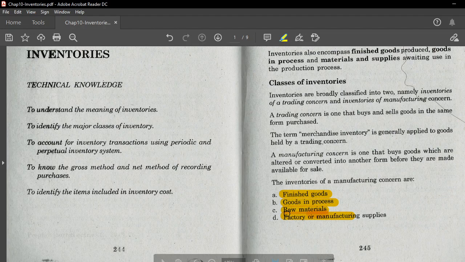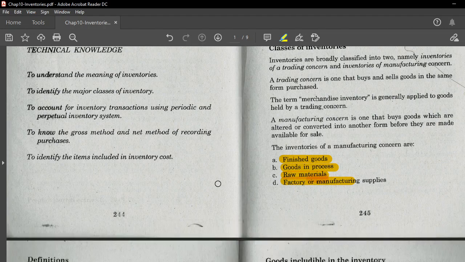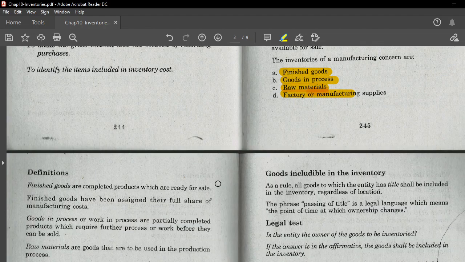So, kung merchandising ka, wala kang raw material, wala kang finished goods, wala kang goods in process. Kasi pag trading ka, palit lang kag bugas, baligyan ni mo ang bugas as is. Walang conversion. So, again, ang accounting for these items will be discussed in detail sa inyuhang advanced accounting. So as for now, kana lang sa definition.